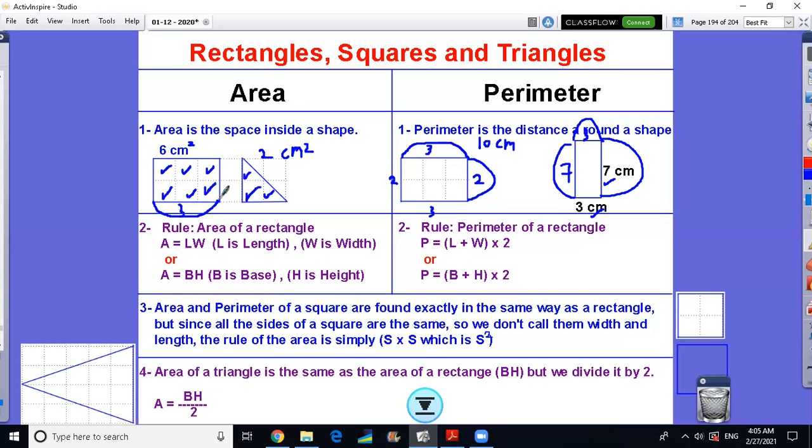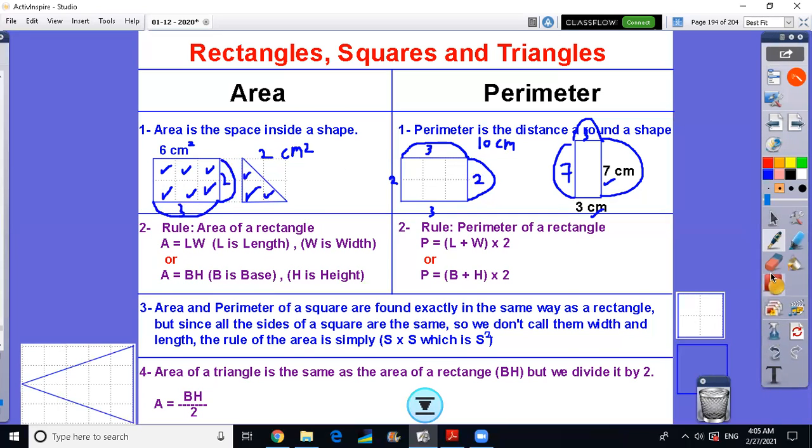1, 2, 3. And we found that the width is 2. 1 square 2. So to find the area, it's length times width, 3 times 2. So here also the same thing exactly.